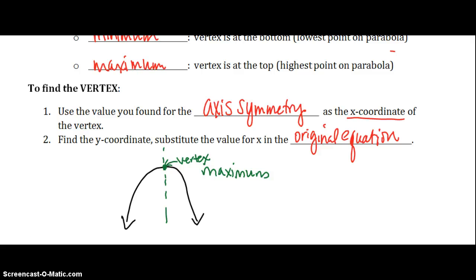And same thing is true if my parabola, easy for me to say, right? If my parabola is opening up, here is my vertex on the axis of symmetry, and again, this one would have a minimum. All right, let's flip over to the next.